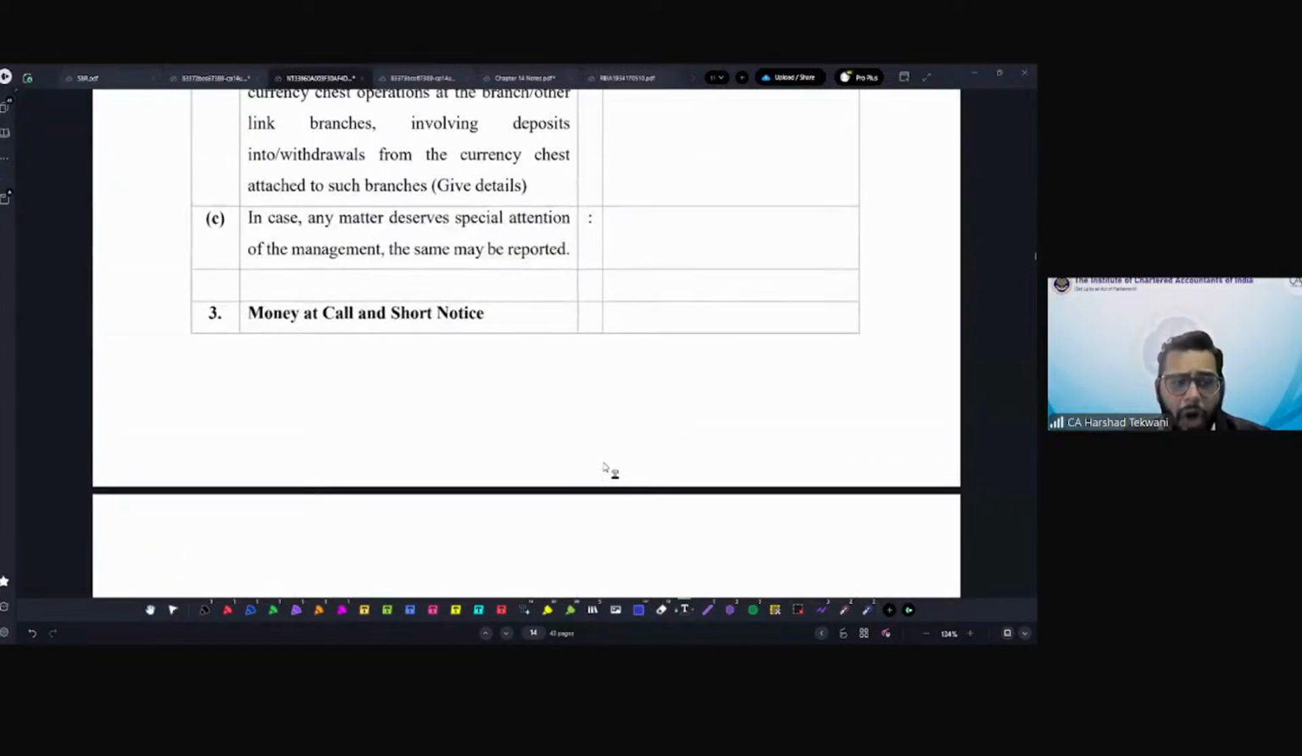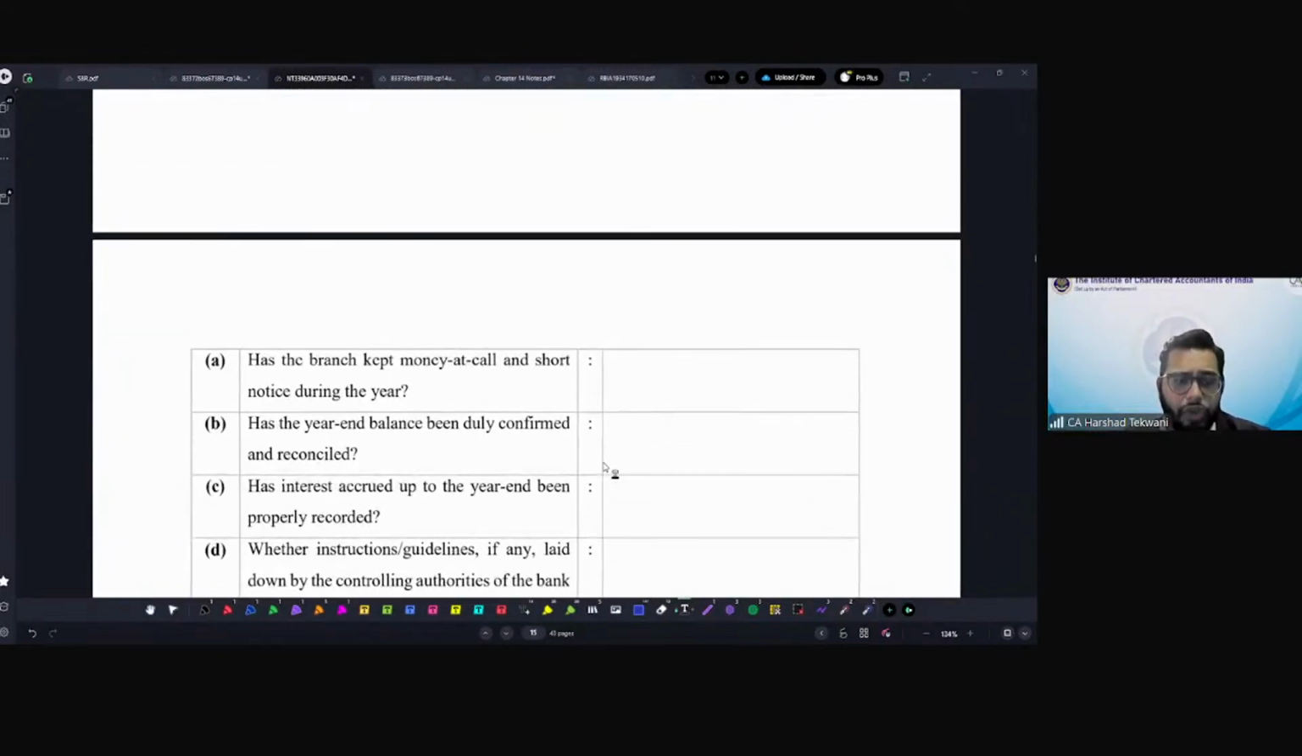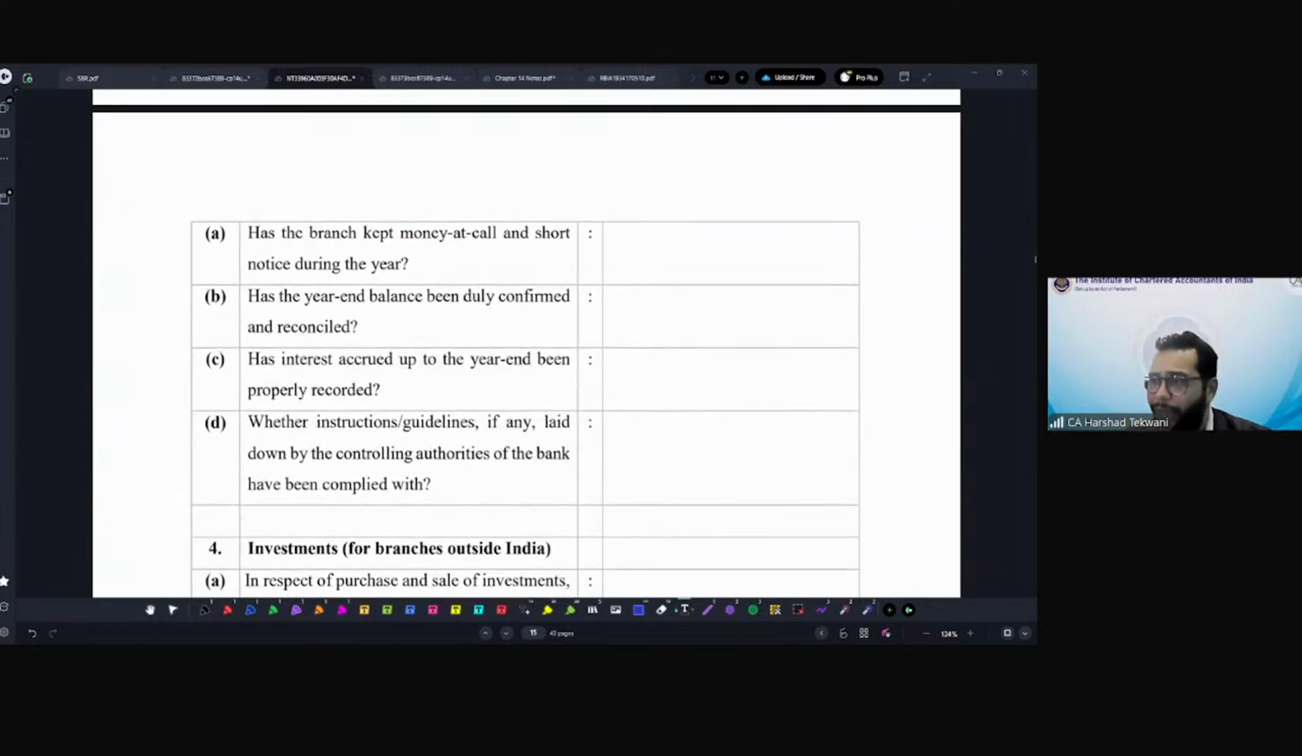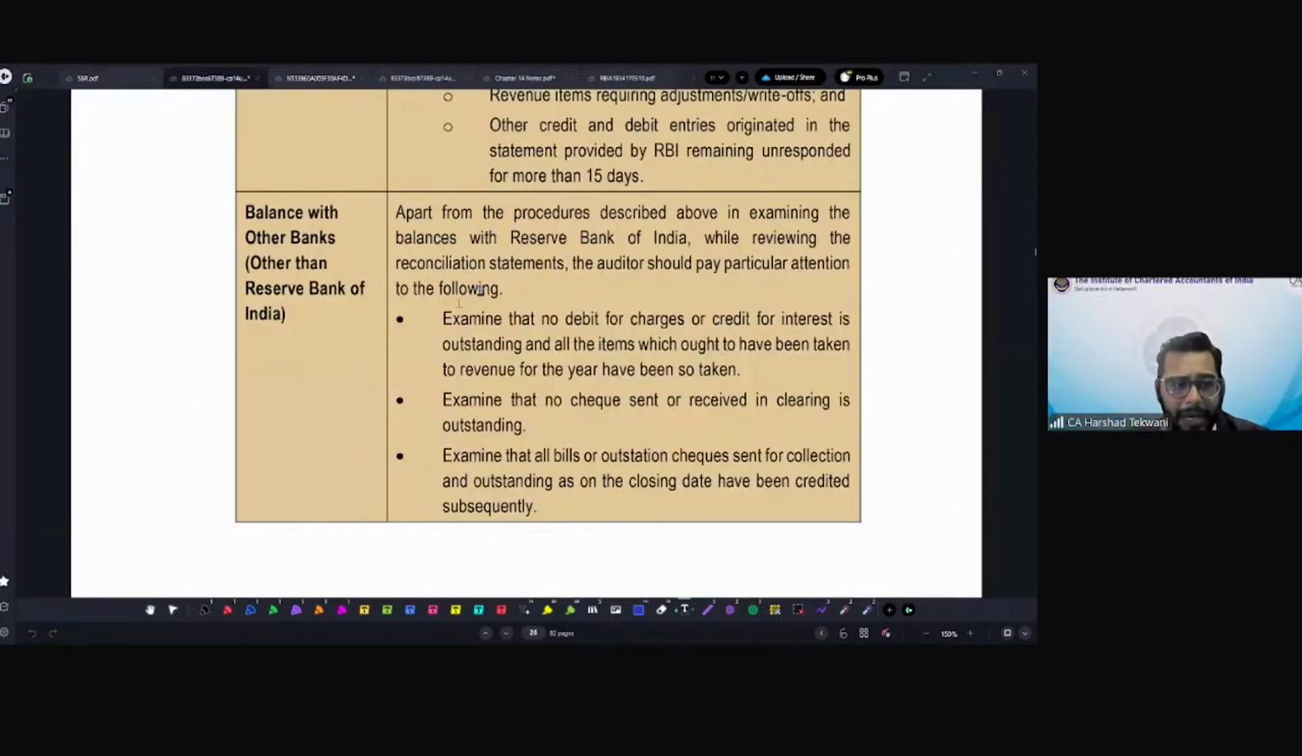Then comes money at call and short notice. If you have taken any money at call and short notice, then you need to perform procedures with respect to that area. So I'll go to the study material again. We'll discuss the balances with other banks. Similarly, examine that no debit charge or credit charge for interest outstanding is there, which was supposed to be taken. Any cheque outstanding, any difference or observation. So you need to understand the reconciling items in the statement, and accordingly understand whether the reconciliation is done appropriately or not.